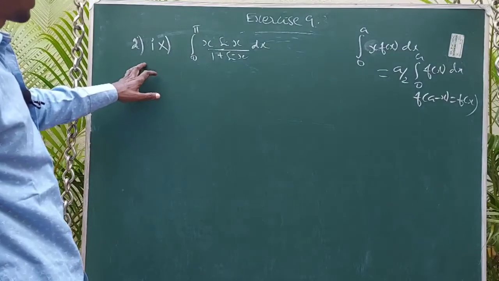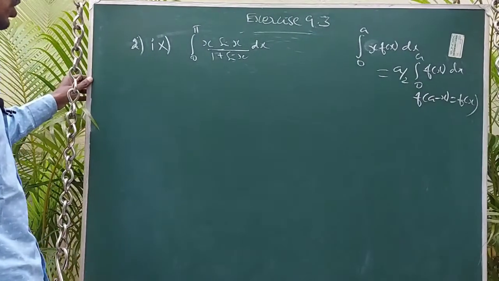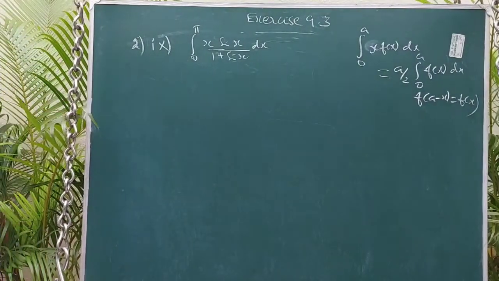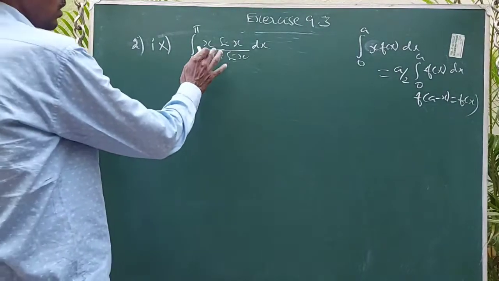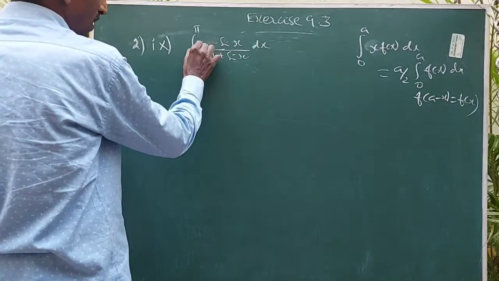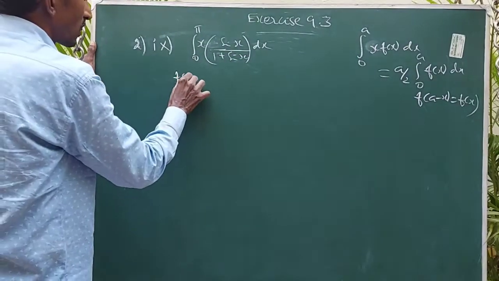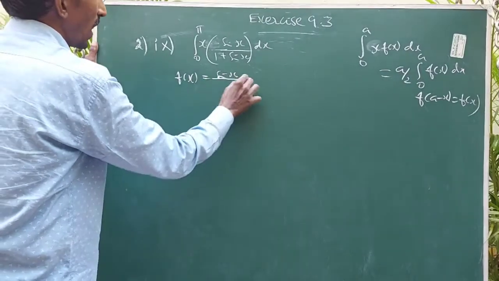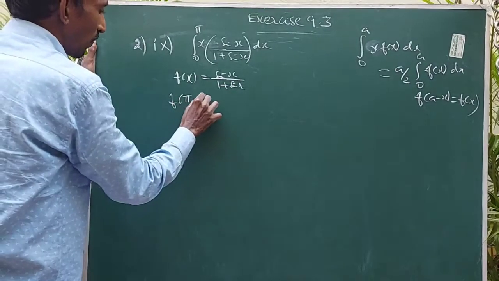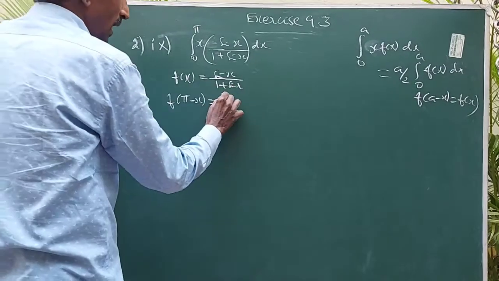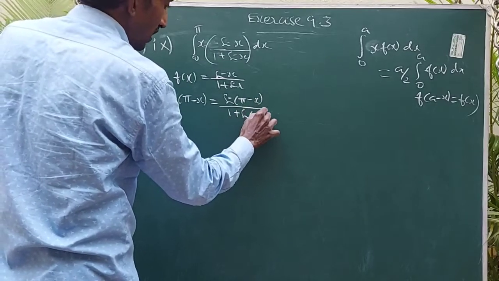Subdivision 9, question number 2 in exercise 9.3. The question is: evaluate integral 0 to pi of x sin x by 1 plus sin x dx. So my dear student, listen here. Now separate into 2: x, and the remaining part we consider as f of x. So if we take f of x equal to sin x by 1 plus sin x, find f of a minus x, sin of 180 minus x is sin x. So we are getting the same thing.